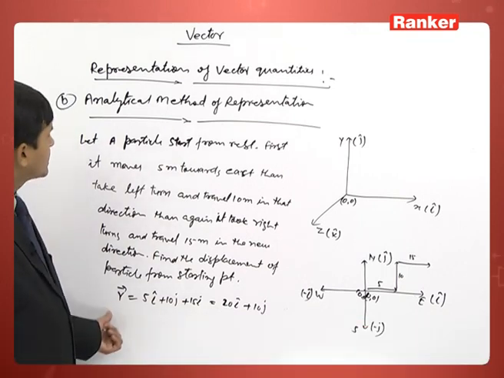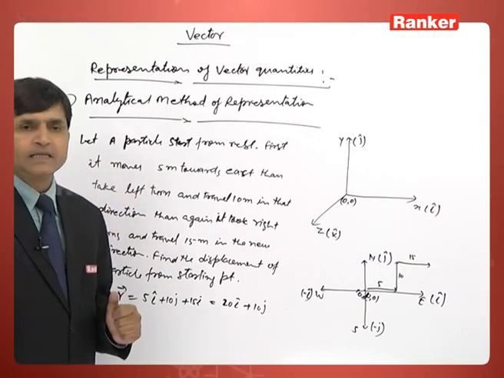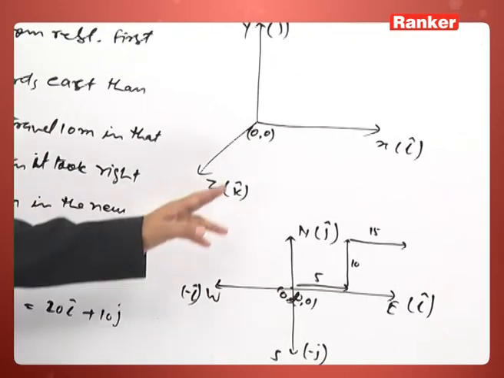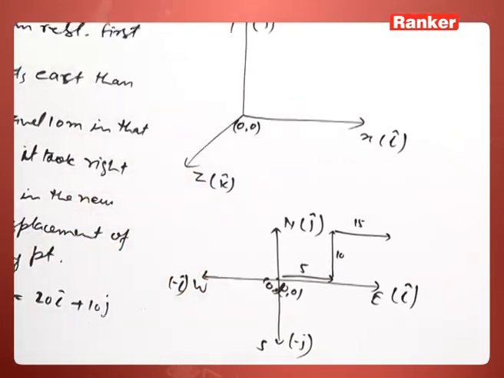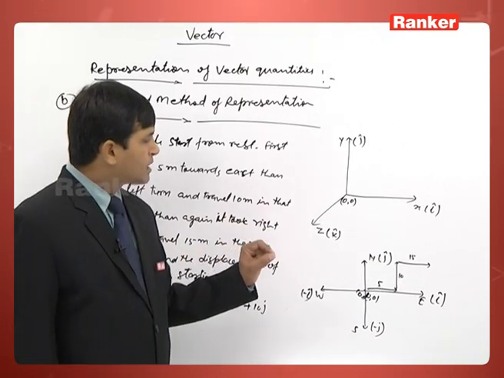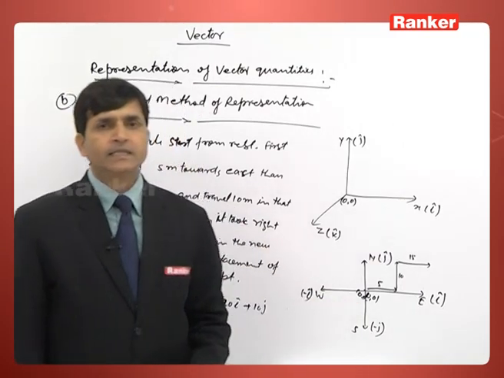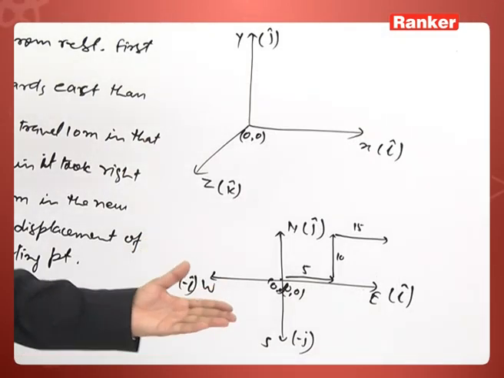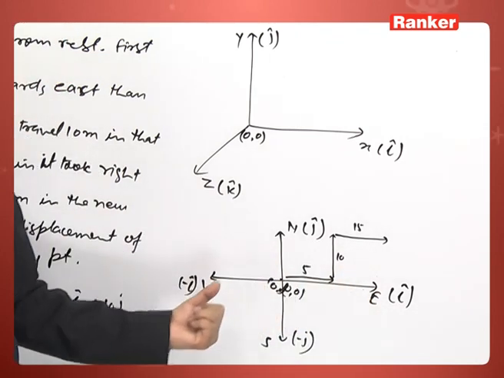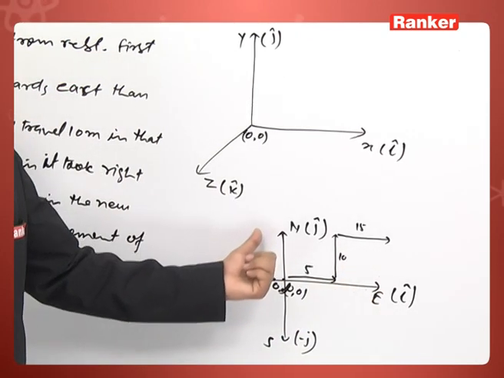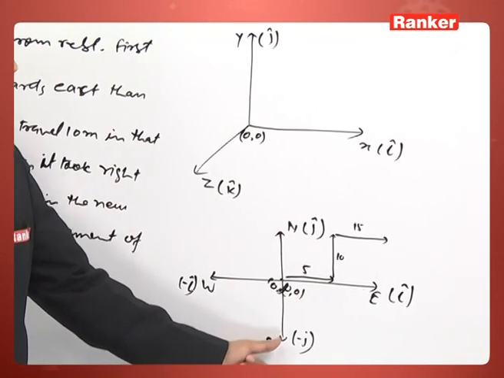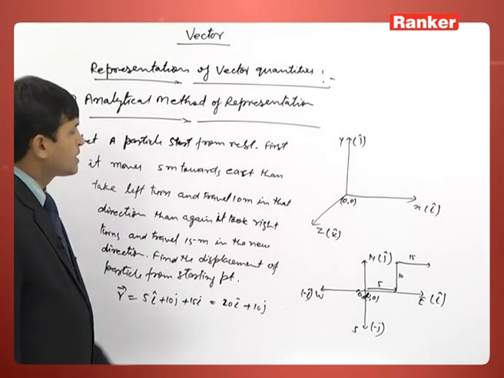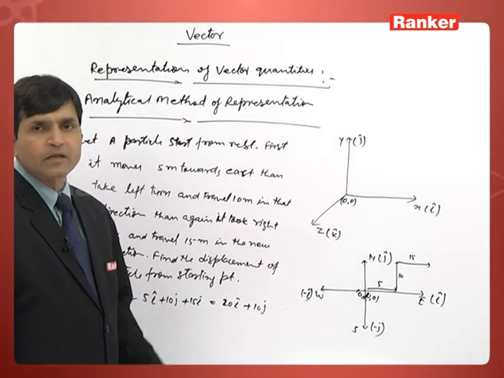So in this manner we can represent a vector in analytical form. In the analytical form, first we define our coordinate system x, y, z, or if directions are given as east, west, north, south, then we define east as i cap, west as minus i cap, north as j cap, and south as minus j cap. This is the way by which we can represent a vector quantity.